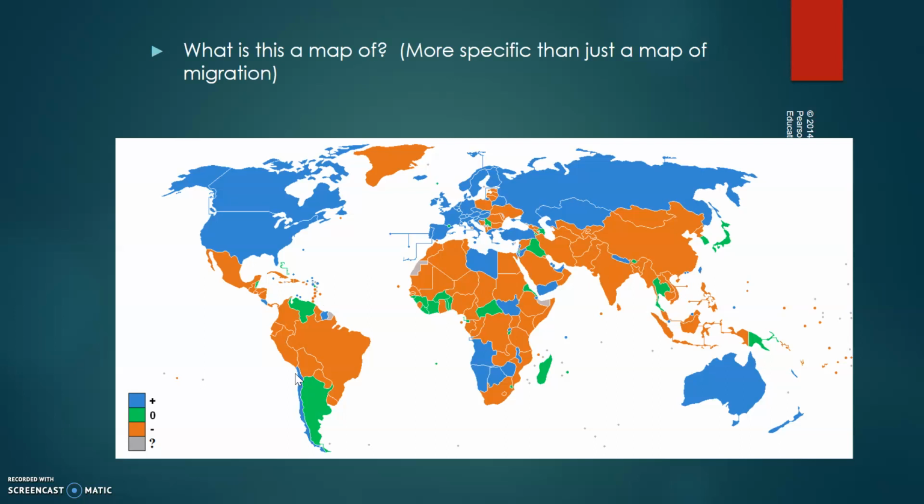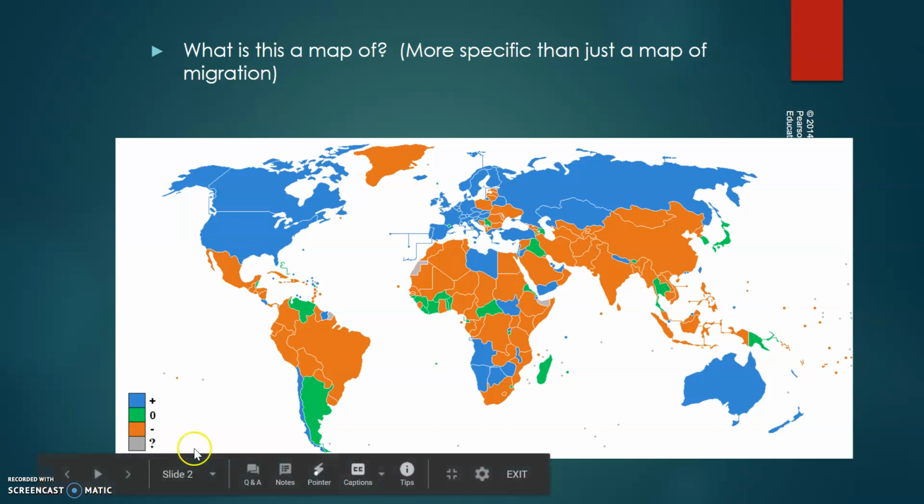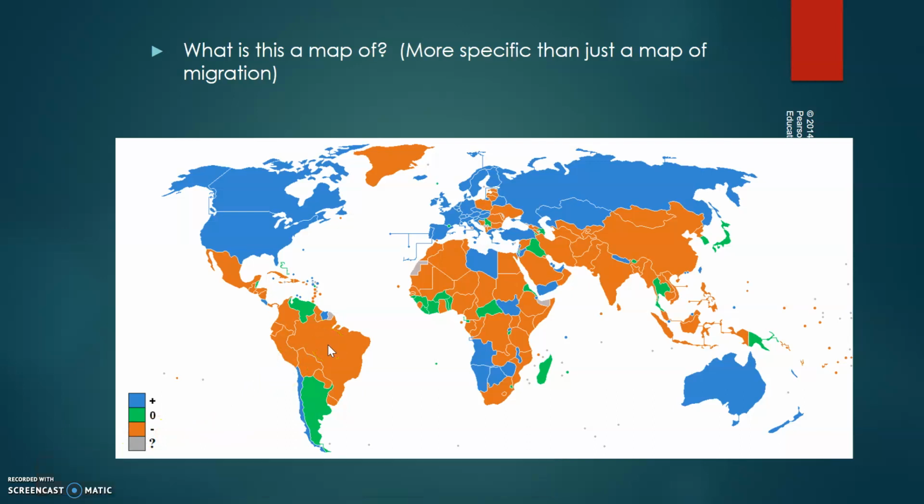So when we look at this and ask the question, what's it a map of? Specifically, it's a map of migration. But more importantly, if you look at the blue, this is positive, which means there's more people coming into the country. Green means it's fairly neutral, and orange means there's more people leaving the country than coming in.